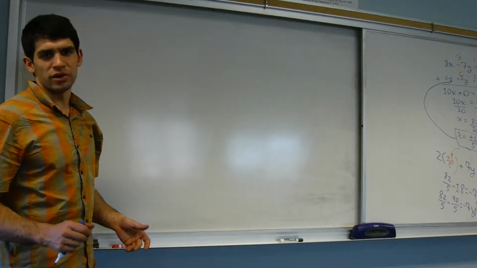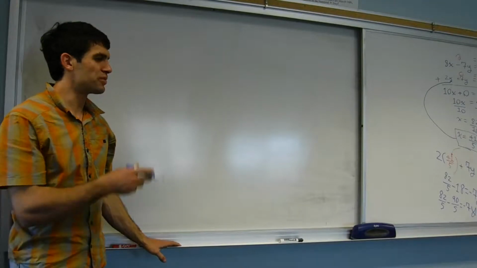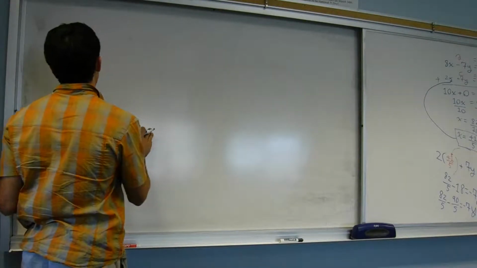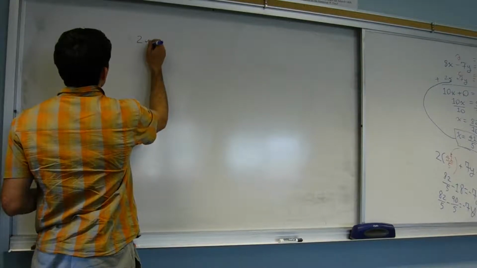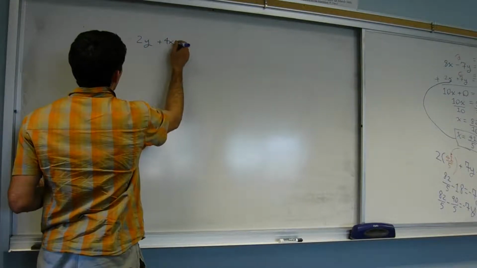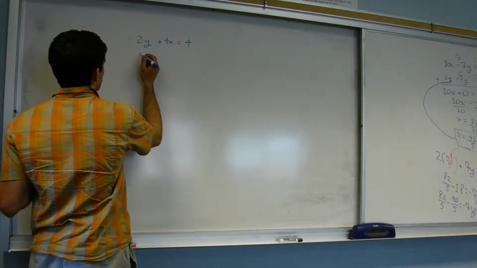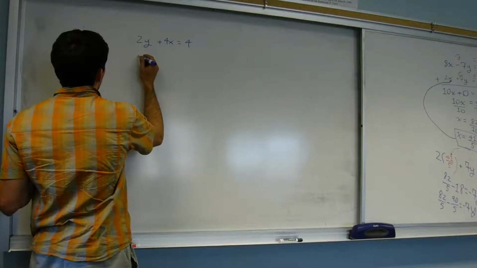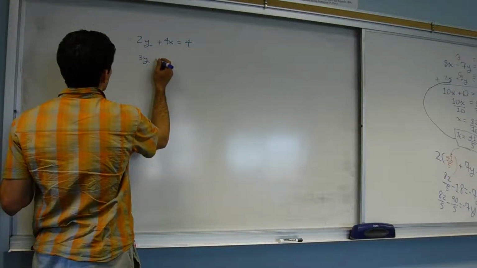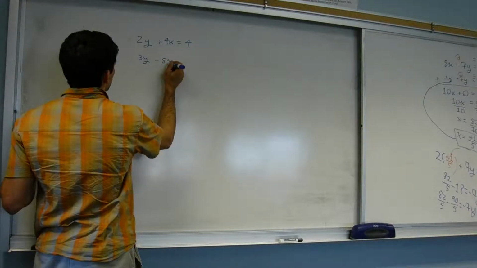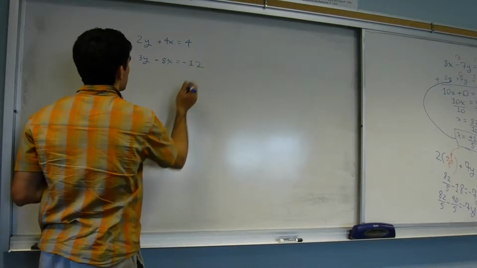When we solve an equation using elimination, it's not always that easy to get started. Suppose we have 2y plus 4x is equal to 4, and suppose we have, let's say, 3y minus 8x is equal to -12. So you notice here, we can't simply just add these equations and have a variable disappear. That's not going to happen.